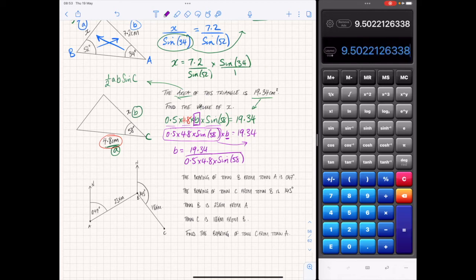And when I do that, I get an answer of 9.5 centimeters. So that would be my answer to this question.